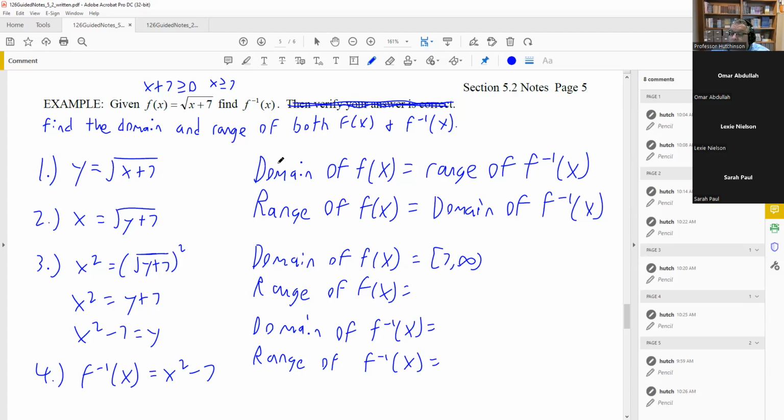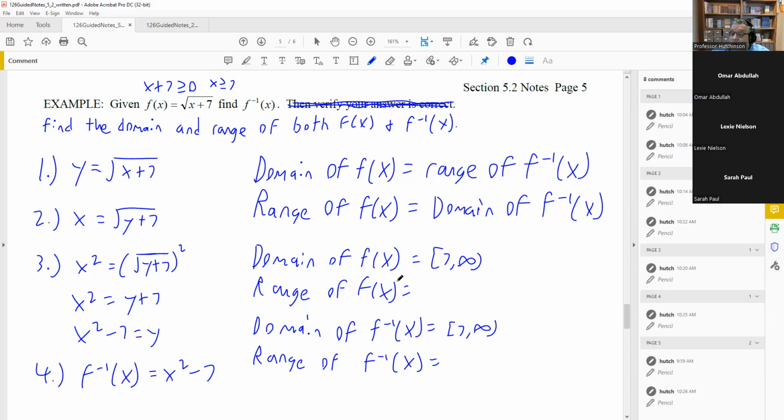Now, the domain of f of x is equal to the range of the inverse. So now automatically I can put the range of my inverse is going to be the same thing, the bracket 7 to infinity, because of the definition that we have right here.